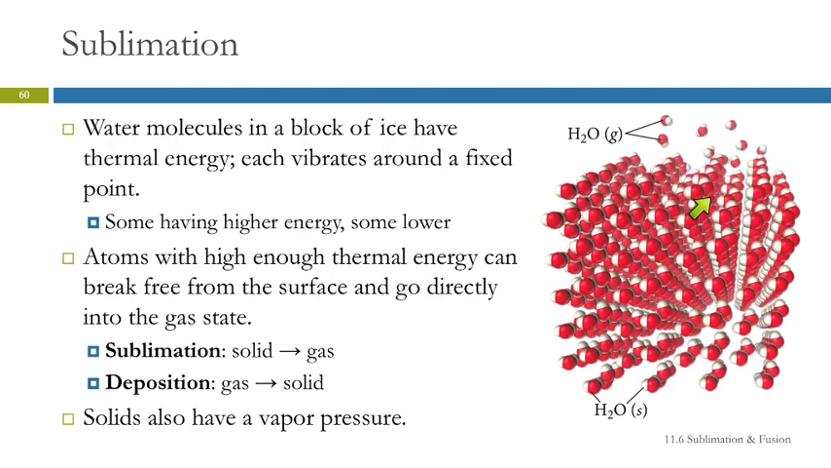And so if you have some at the edge that happen to have a high kinetic energy, they may have enough kinetic energy to escape from this crystal lattice and go from a solid directly into a gas. That's called sublimation, going from a solid to a gas. There's no melting involved. The opposite is called deposition, going from a gas directly to a solid without passing through the liquid.